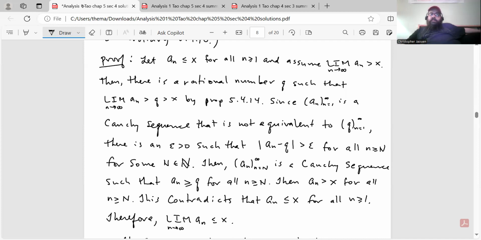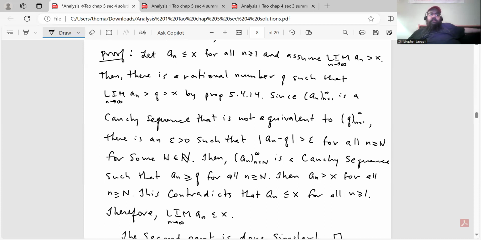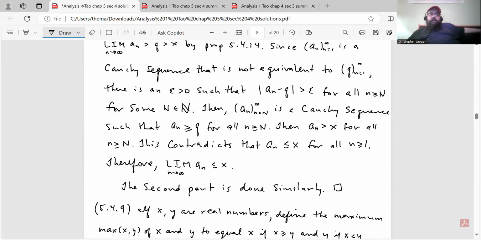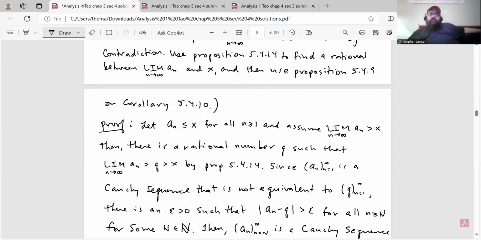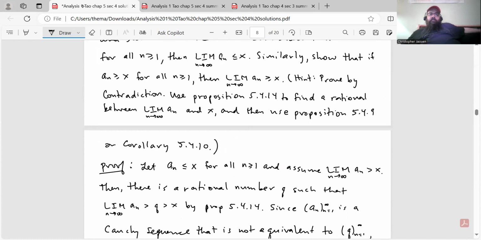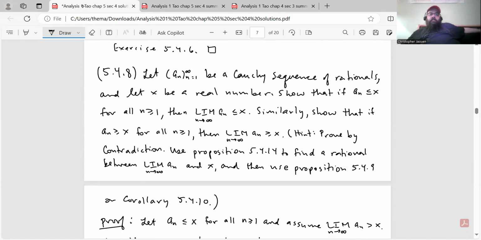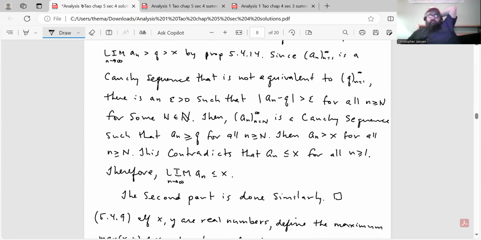There is an epsilon greater than 0 such that the absolute value of a_n minus q is greater than epsilon for all n greater than or equal to capital N for some natural number capital N. Then the sequence a_n is a Cauchy sequence such that a_n is greater than or equal to q for all n greater than or equal to capital N. Then a_n is greater than x for all n greater than or equal to capital N. But this contradicts that a_n is less than or equal to x for all n greater than or equal to 1. Therefore, the formal limit of a_n is less than or equal to x. Okay, and then the second part I skipped because it's done in almost exactly the same way, so I didn't prove it, but like I said, it's done similarly, so you can try it yourself.